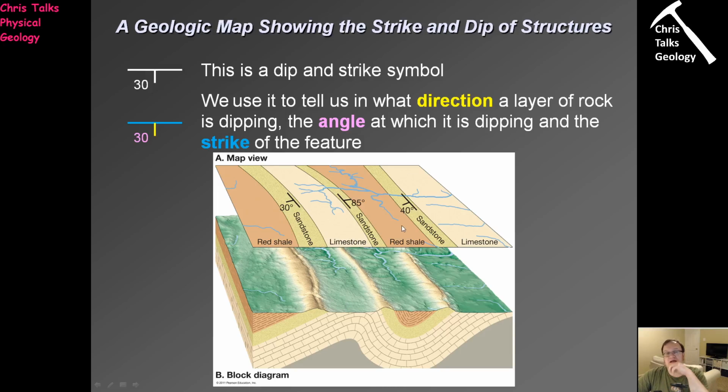Okay, what about these 2 layers? Well, I also know that this layer of sandstone here is dipping 85 degrees, so very steeply, near vertical, and it's dipping this way, off to the east.